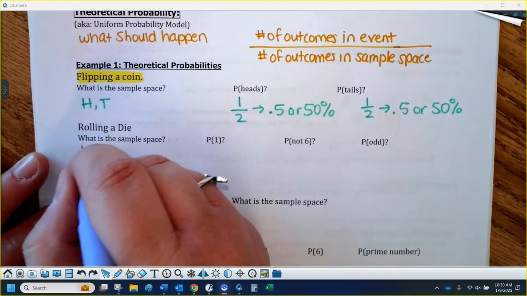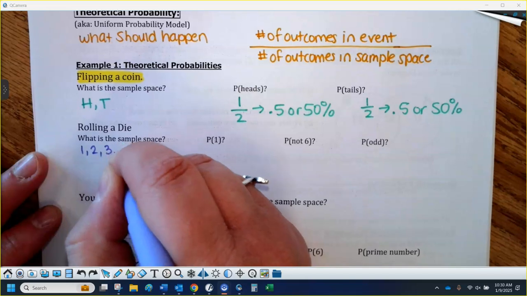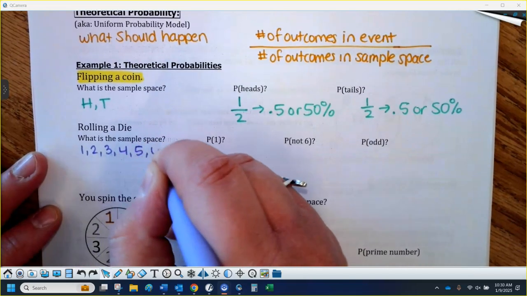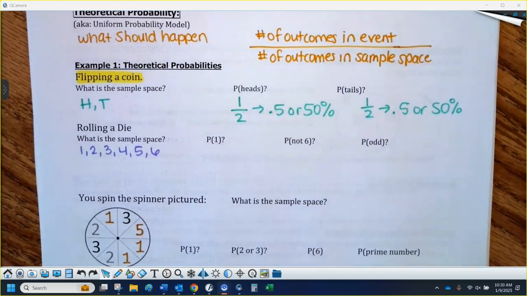Yes, ma'am. Okay, so we could do a 1, a 2, 3, 4. Those are all the possibilities. And you can do fractions. Let's just do fractions for these. What is the probability you would roll a 1?